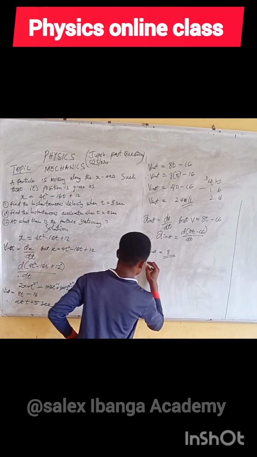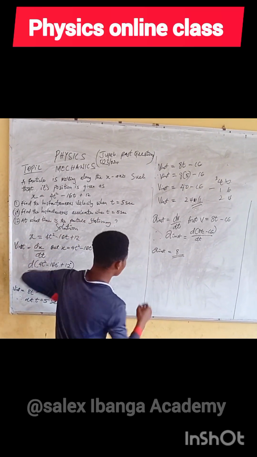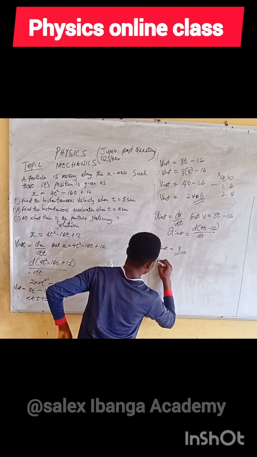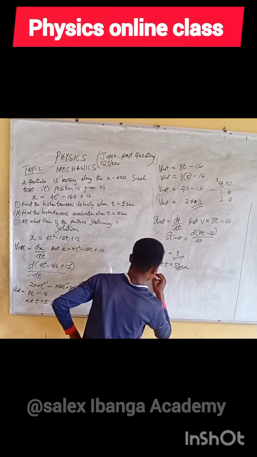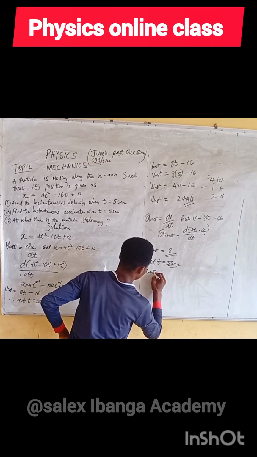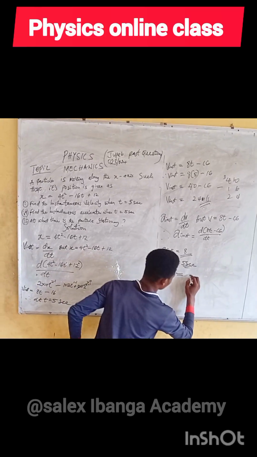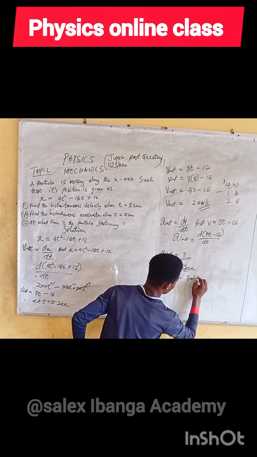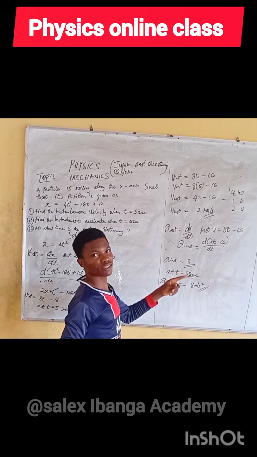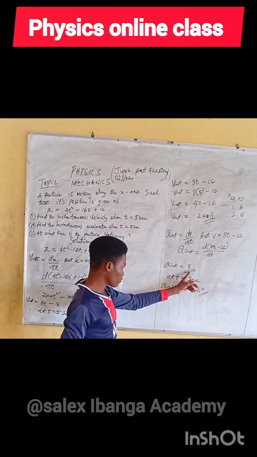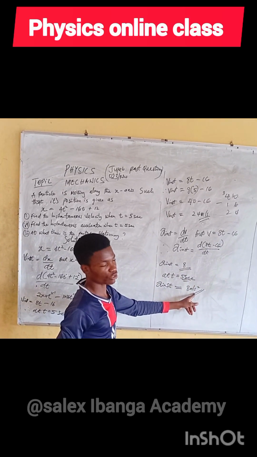And then, finding instantaneous acceleration when t equals to 5. So now, at t equals to 5 seconds, our a instance, our instantaneous acceleration equals to what? 8 meters per second squared. Because there's no t here, that means at 5 seconds it is still 8 meters per second squared. That's our acceleration.